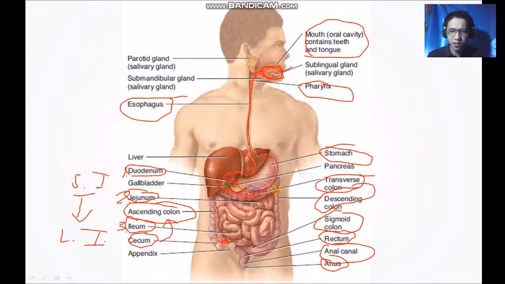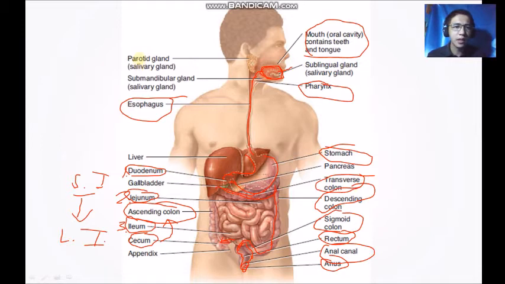So this is your transverse, this is your descending, this is your sigmoid, which looks like the letter S, and then you have your rectum, the holding area that is the storage for the fecal material, and then the anal canal, and then the exit towards the exterior, you have your anus.